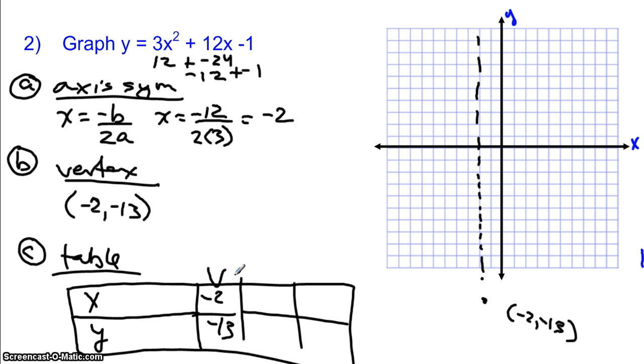And then it'd be nice to have a couple points on either side of it. So what is 1 greater than negative 2? Negative 2 plus 1 is negative 1. What is negative 2 minus 1? Negative 3. Now let's add 1 to negative 1. Negative 1 plus 1? 0. So if we take away 1 more, we're at negative 4. So there, now we have symmetry in the table, so we should have symmetry in our math, right?